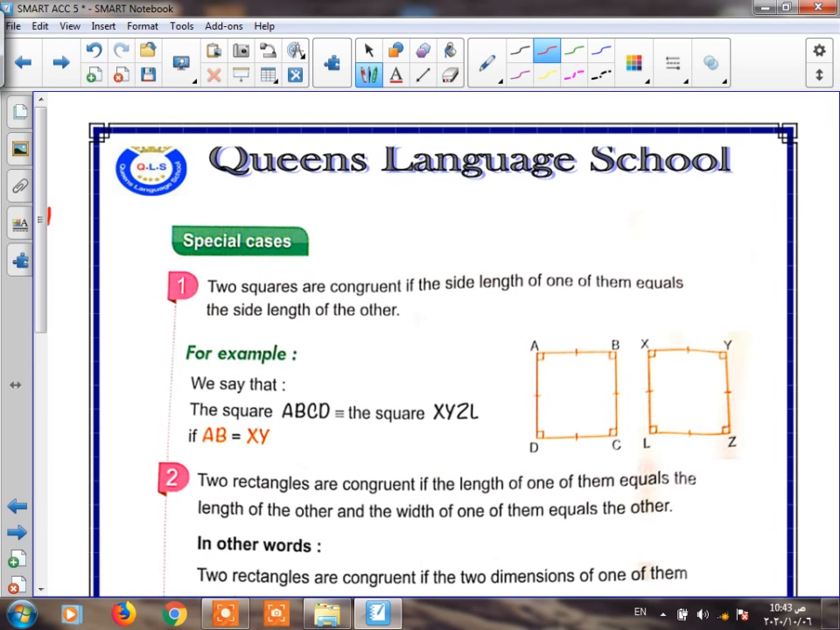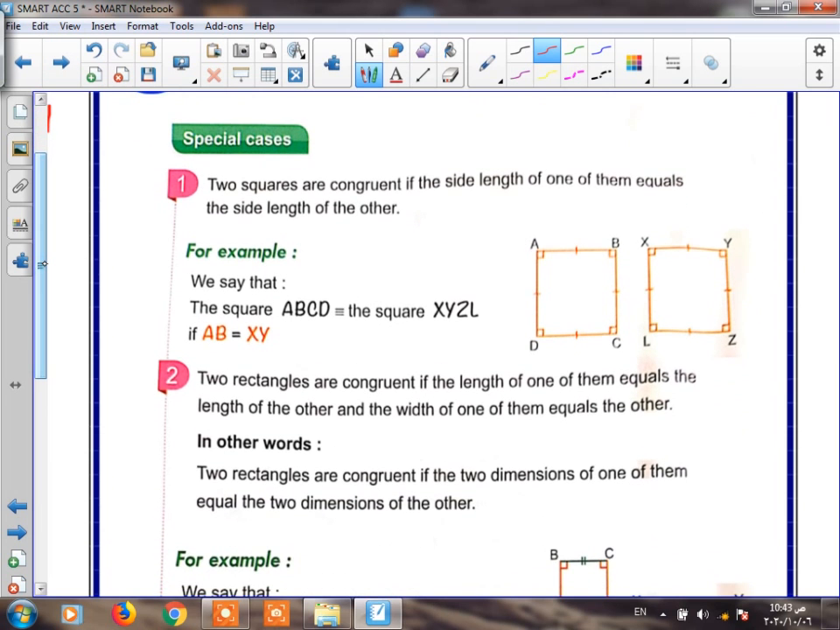Okay, here we have special cases for congruence between polygons. For the first one, if we have two squares, I know that in a square all of the side lengths are equal. All side lengths, like AB, BC, CD, and DA, are equal in length. For example, if AB equals 5, then BC also equals 5, and CD equals 5, and DA equals 5. Next one is the L.